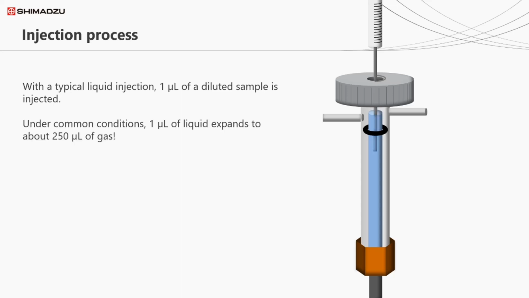There's a very good reason why we inject such a small amount. 1 microliter of liquid, in this case we'll use hexane as a solvent, expands significantly when it vaporizes. Under standard conditions, this would produce nearly 250 microliters of gas vapour.